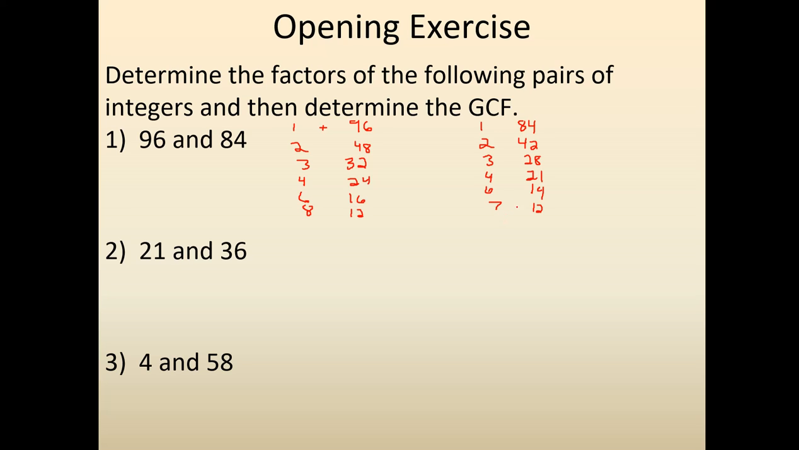And 10 is nothing. So these are all the common factors: 1, 2, 3, 4, 6, 12. And then after 12, there's no other common factors between them. So the greatest common factor will end up being 12.